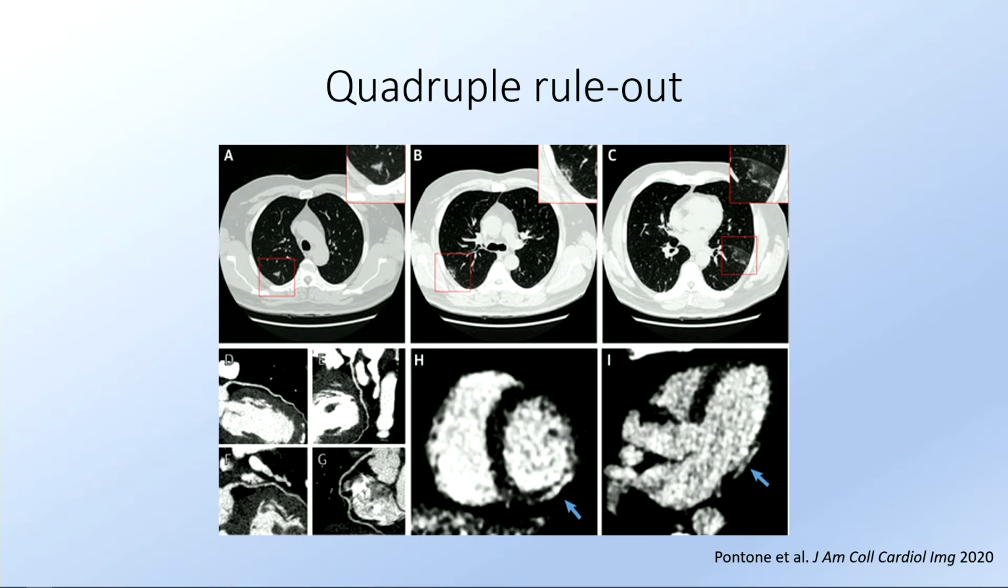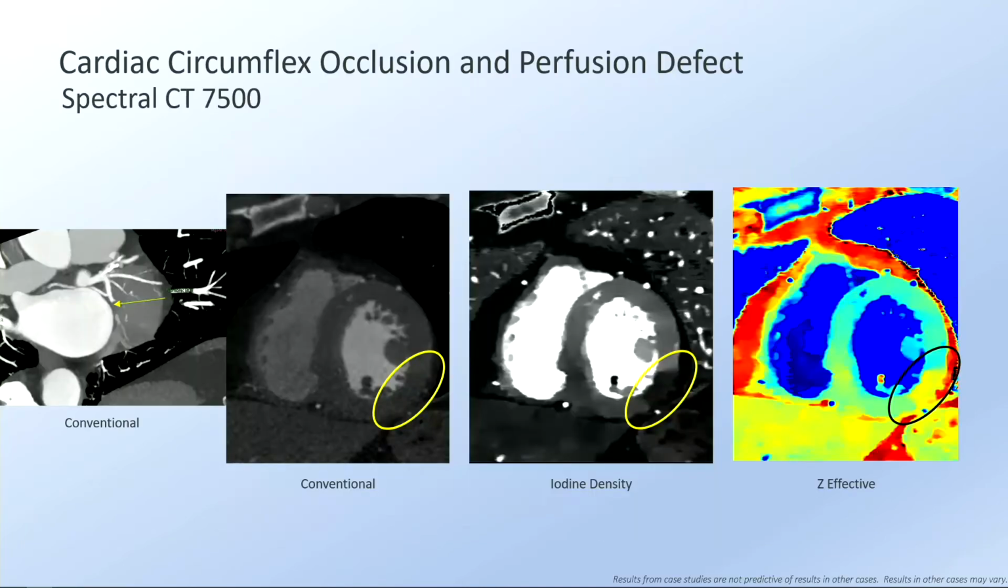I think this was very useful during the COVID pandemic that unfortunately hasn't gone away, but we can do a quadruple rule out. We can rule out aortic dissection, PE, coronary disease as a cause of the chest pain, but when we have suspicion that this could also be a myocarditis, we can do a delayed iodine enhancement. I'll show a case afterwards as well, of how Spectral is useful for that.